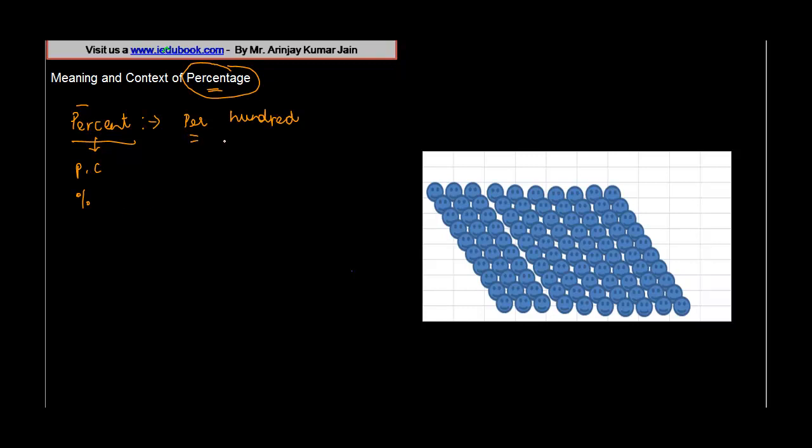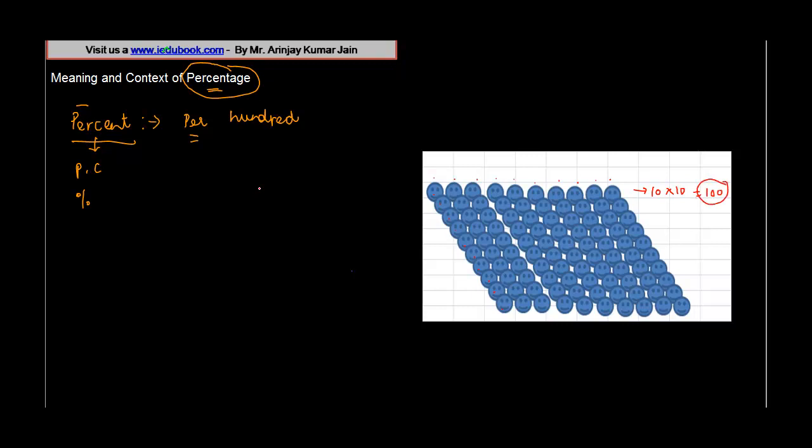Now, what does this mean? Let's look at this particular diagram which I have done on the right side. In this diagram, you have 1, 2, 3, 4, 5, 6, 7, 8, 9, 10 smileys in a row. And you have 1, 2, 3, 4, 5, 6, 7, 8, 9, 10 rows of 10 smileys each, which is 10 by 10, or we have 100 smileys.